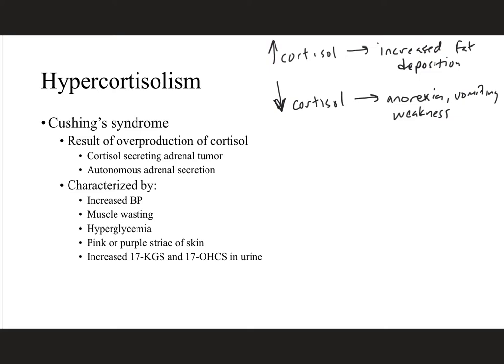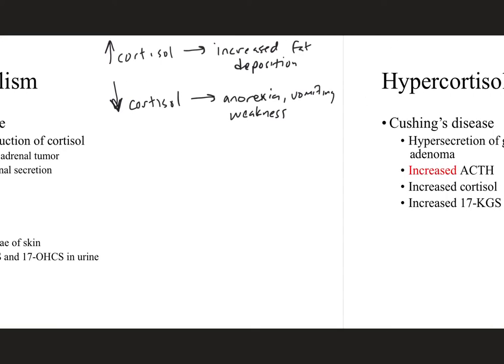So with hypercortisolism, primarily we're going to just talk about Cushing's disease. Just know that Cushing's and Addison's are kind of opposite of each other. Addison's is a decrease, Cushing's is an increase. All right, so moving on.